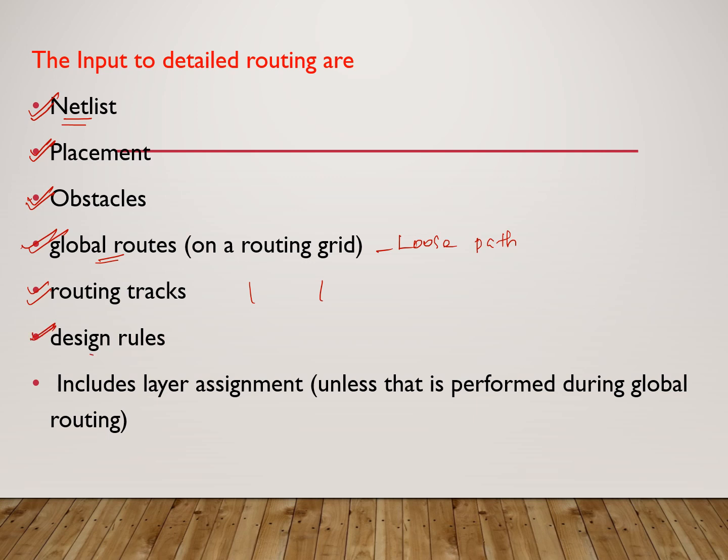See, these design rules we are not following for the global routing, but for detailed routing we have to follow them. This is called the DRC rule, the design rule checker rules. And the last input is the layer assignment: which layers are used for making the connection between the two blocks, whether it is layer 1, layer 2, or layer 3. So all this layer information we have to give, unless it is performed during the global routing, right? So all these inputs we have to give to the detailed routing.